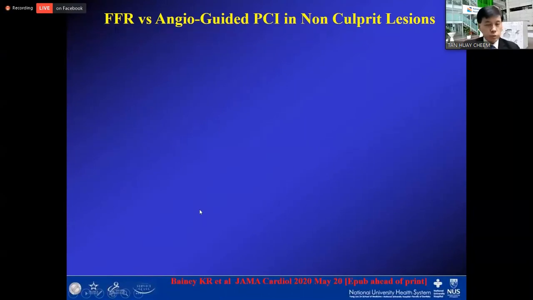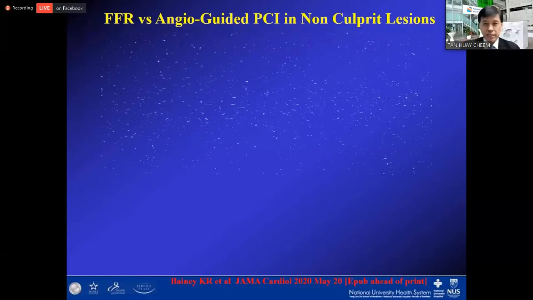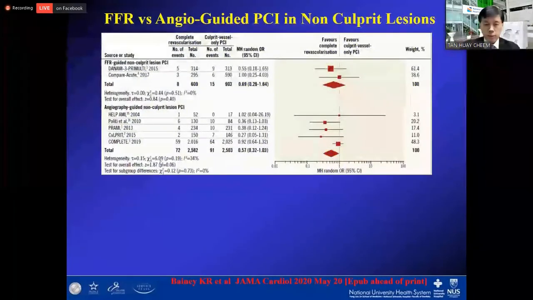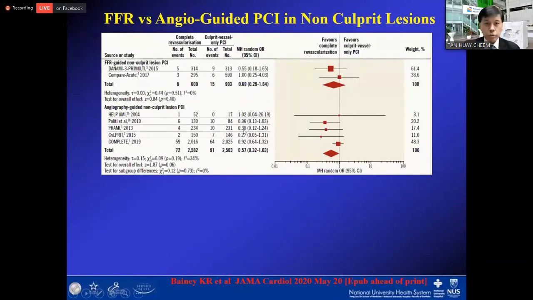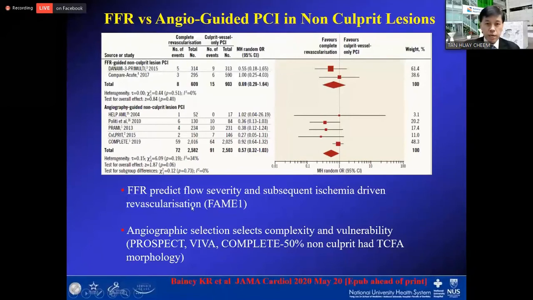So should we just rely on FFR, or should we also rely on angiogram as a guide in terms of non-culprit lesions? When you look at this meta-analysis comparing FFR-guided versus angiography-guided treatment of non-culprit lesions, it would appear that angiography actually confers more benefit than FFR. So what is going on here? Maybe FFR predicts only flow severity. It doesn't tell you about the lesion's complexity as well as its vulnerability. Maybe an angiographic approach might be more relevant in this sort of setting.